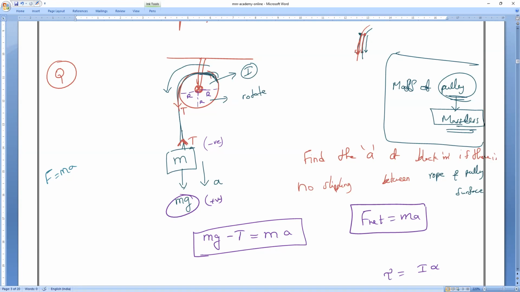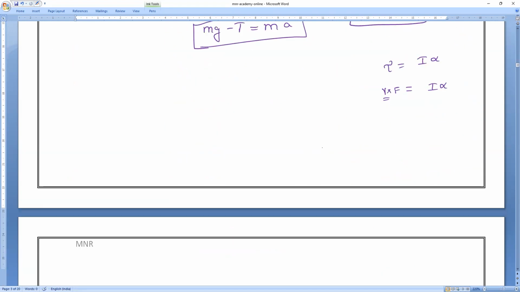So does R remain constant or not? Yes, sir, R is constant. So R into F is equal to I into alpha.